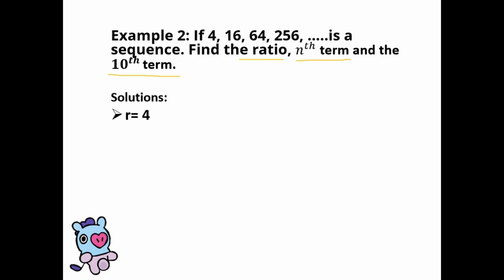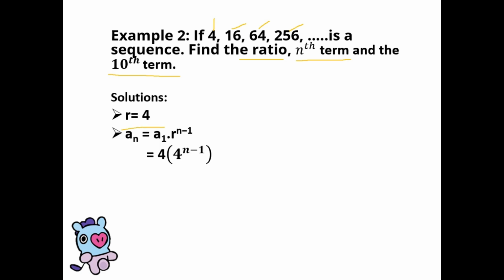Why? By just simply looking at our given. Let's start with the first and second term alone. How did we get 16 from 4? That's simply multiplying 4 to 4 to get 16. Again, 4 times 4 is 16. 16 times 4 is 64. 64 times 4 is 256. So we get there r is equal to 4.